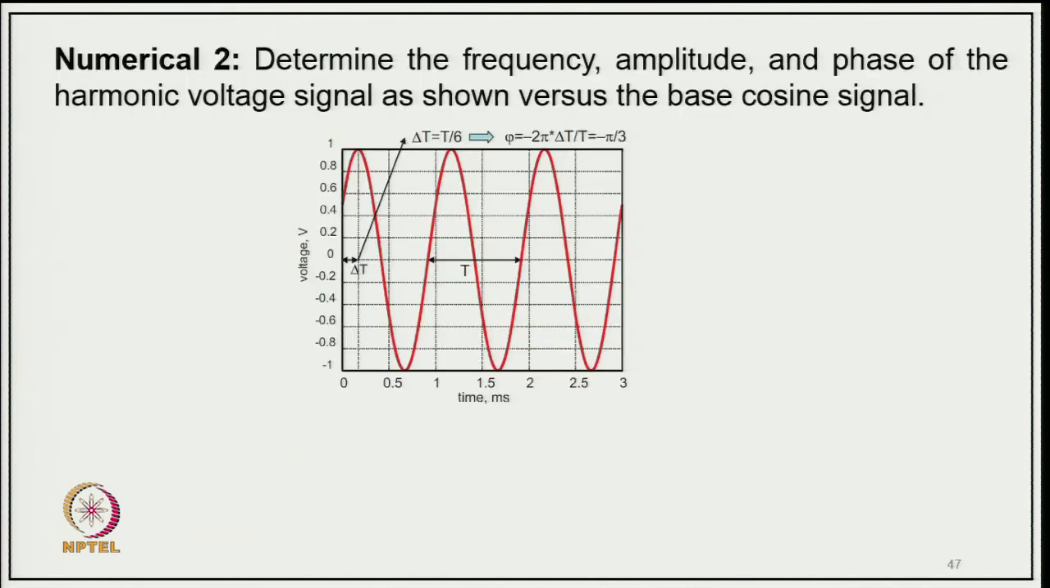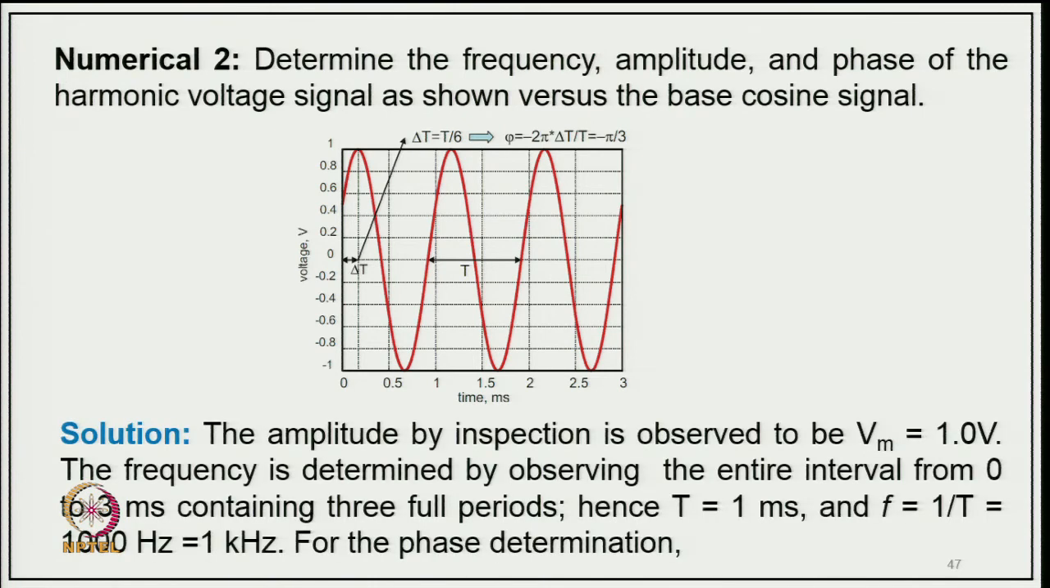Well, coming to numerical 2, determine the frequency, amplitude and phase of the harmonic voltage signal shown versus the base of cosine, and the solution is: the amplitude by inspection is observed Vm equal to 1 volt, and the frequency is determined by observing the entire interval from 0 to 3 millisecond containing 3 full periods, hence T equal to 1 millisecond and f equal to 1 upon T, that is 1000 hertz equal to 1 kilohertz.